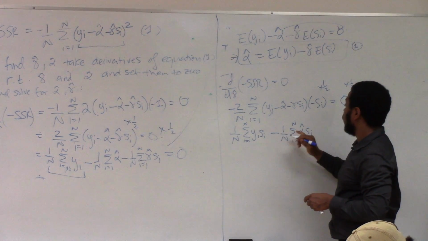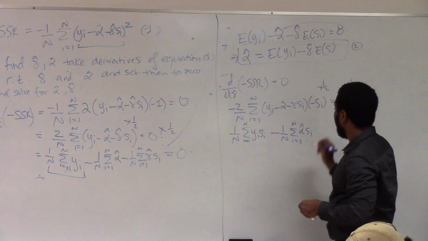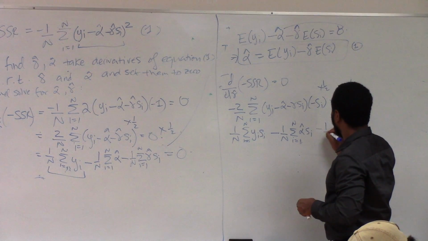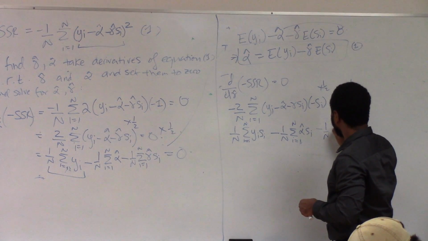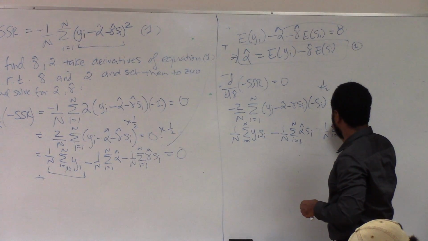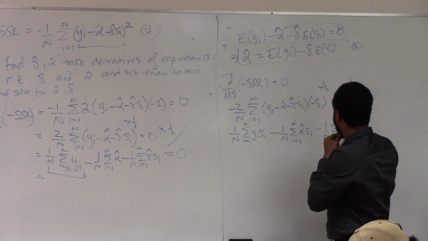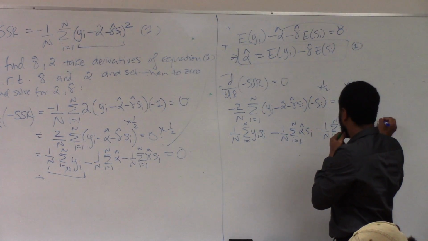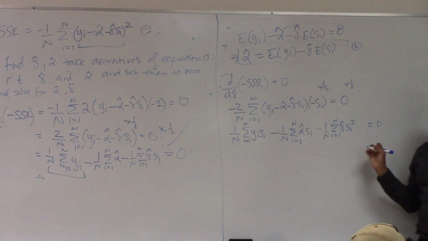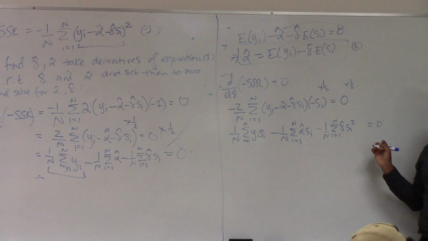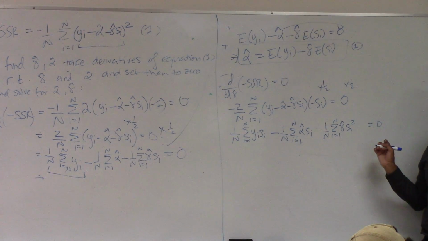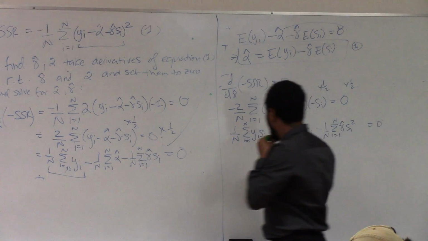So then we get a minus 1 over n gamma hat si, and then we're also going to get a minus 1 over n sum from i equals 1 to n gamma hat si squared, is equal to 0. Does anyone have questions about this so far? Anyone follow this? Okay. All right.